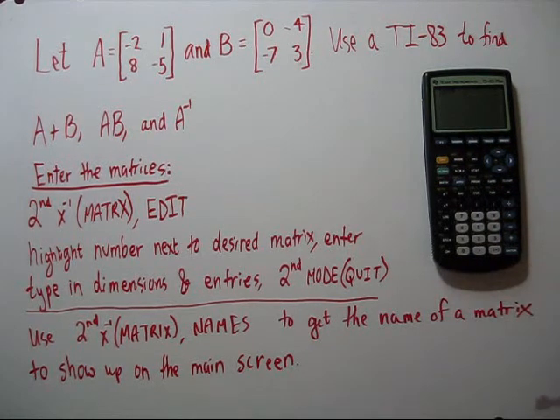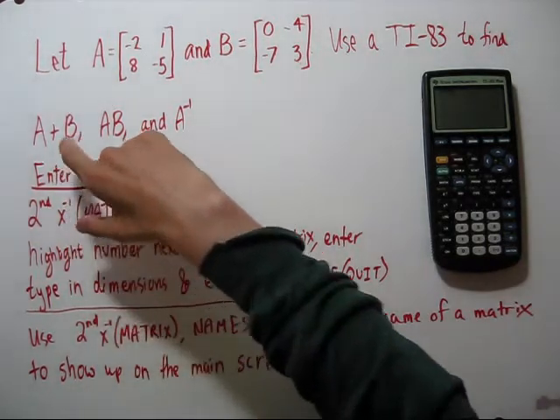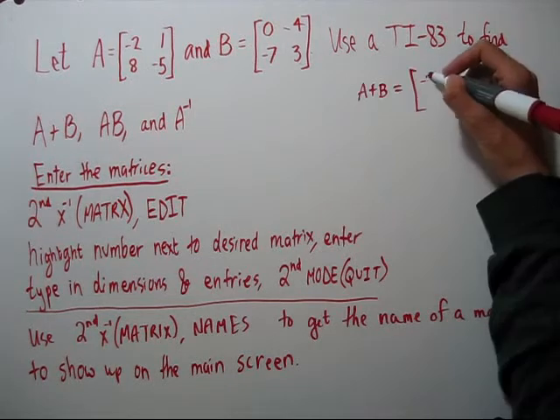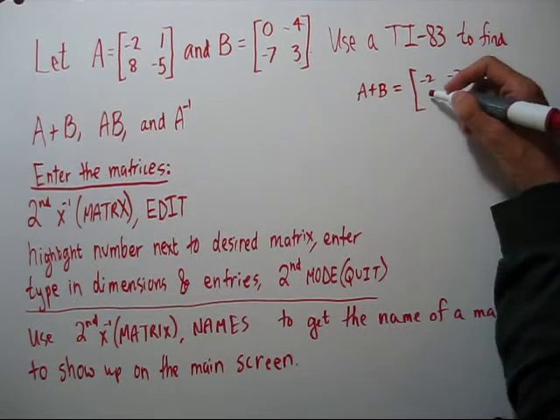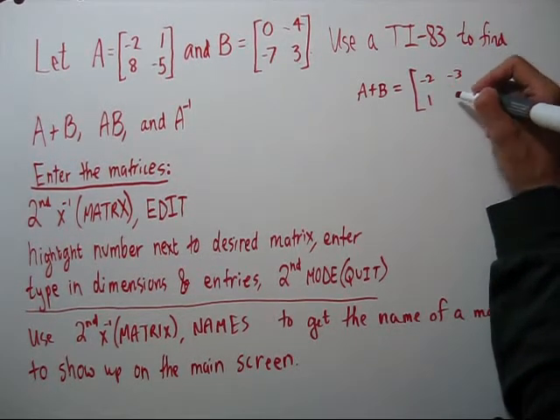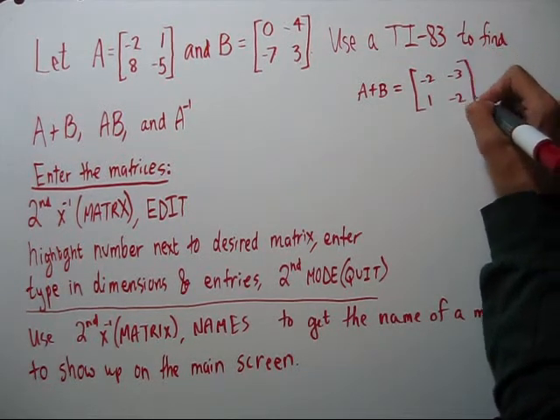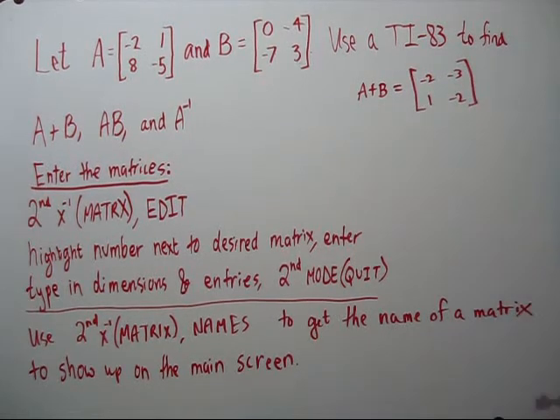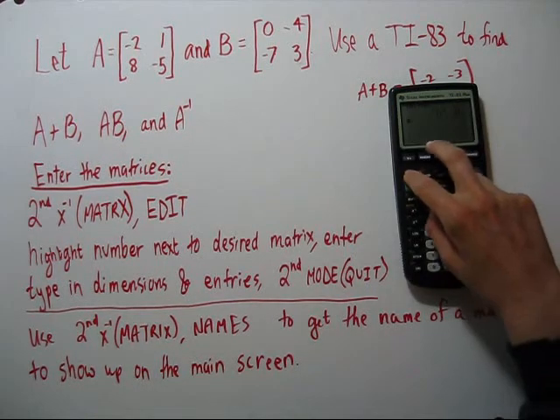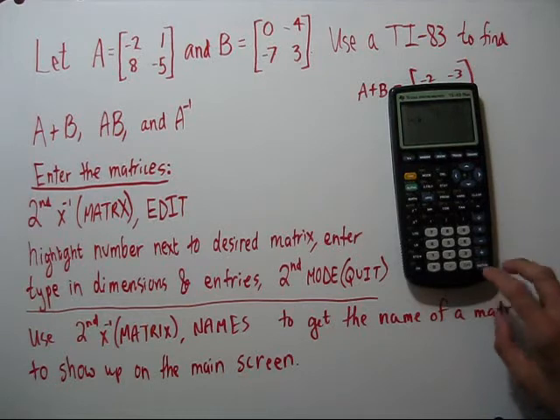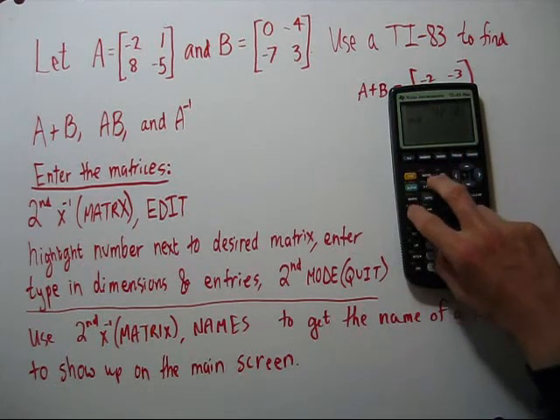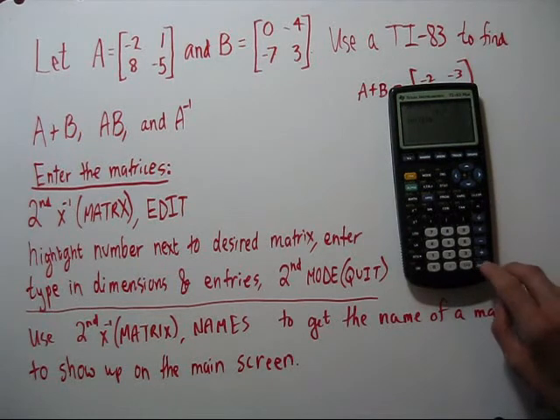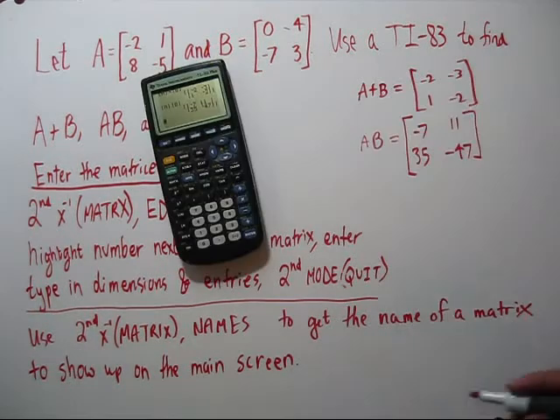So I could do A, enter, and then for plus B I just type plus, then go get the B to show up. I get that A plus B is -2, -3, 1, -2, and just checking that in my head, that's correct. Okay, now let's do A times B. So get A to show up on the screen, and then do the B next. You don't need a times in between them, and hit enter.